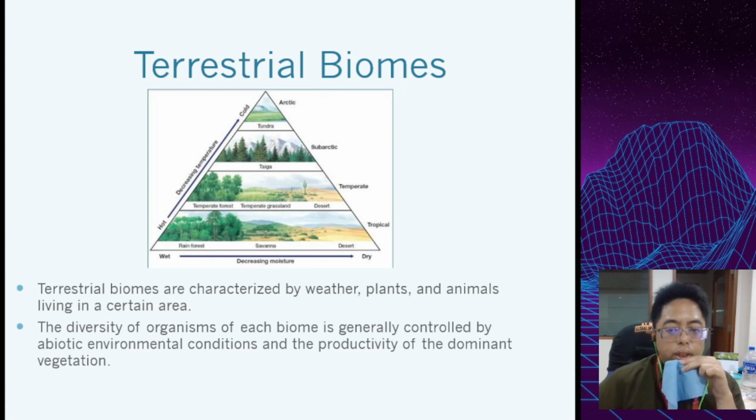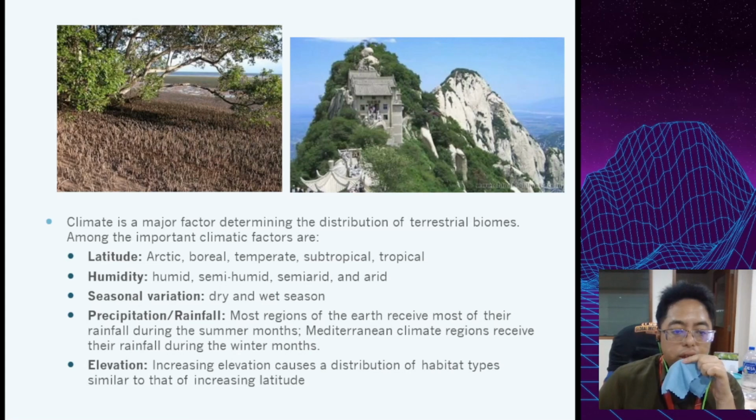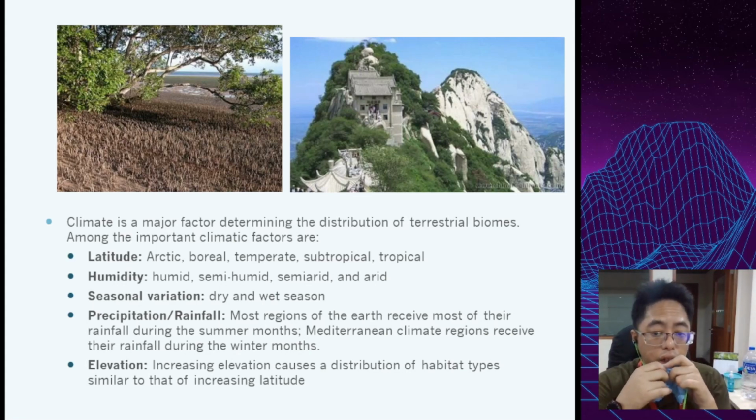Terrestrial biomes. Terrestrial biomes are characterized by weather, plants, and animals living in a certain area. The diversity of organisms of each biome is generally controlled by abiotic environmental conditions and the productivity of the dominant vegetation. Climate is a major factor determining the distribution of terrestrial biomes. Among important climatic factors are latitude: Arctic, boreal, temperate, subtropical, or tropical. Humidity, how much moisture do you have in the air? Humid, semi-humid, semi-arid, and arid.